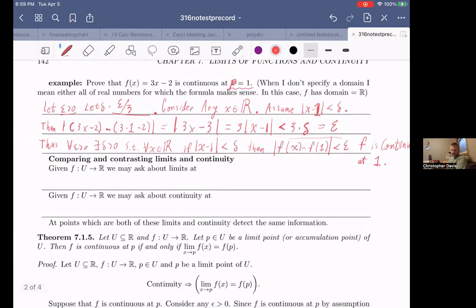So let's just set it up. Given a function, I can talk about the limit of that function at any limit point of its domain. I can ask about limits at limit points of the domain. Given a function, I can ask about continuity of that function at any point in U.